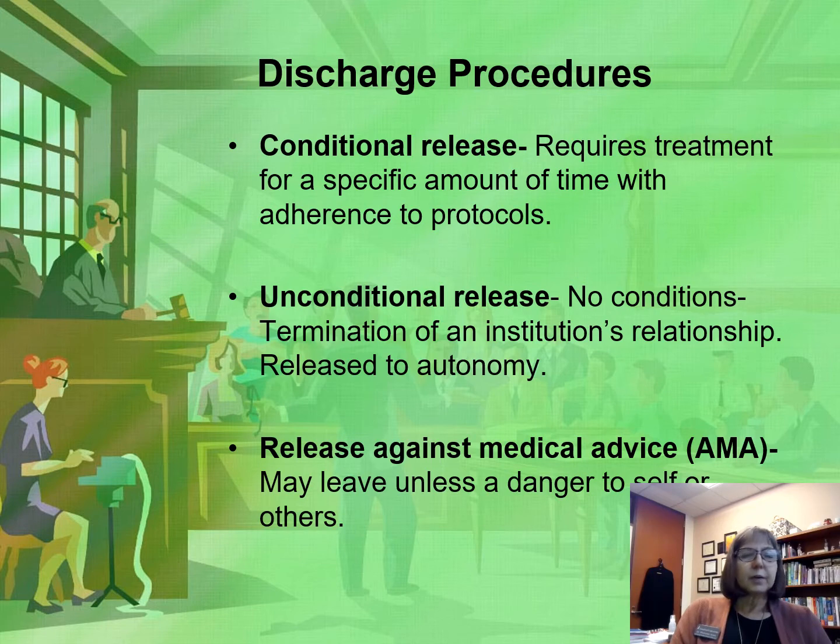When a patient is getting ready for discharge, there are some legal things that are involved and different types of releases. A conditional release requires treatment for a specific amount of time. For example, I'm going to let you go home from the hospital if you agree to go to outpatient testing for substance abuse, or you agree to show up in court on such and such a date, or the conditional release based on involuntary admissions. And unconditional release is you can be released with no conditions. You're free. You're autonomous. There are no conditions.